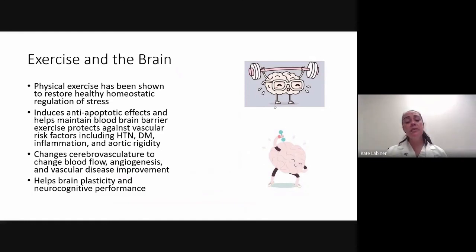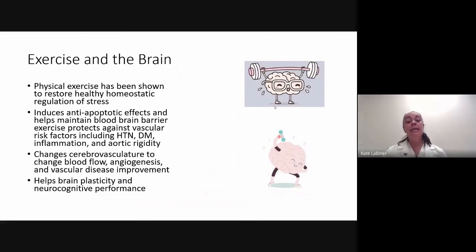It also changes your cerebrovasculature. So you get increased blood flow. You get new vessels developing if there has been any injury to vessels. You also get improvement in any vascular disease which may be underlying. So it also helps your brain be more plastic. And when we use that expression in neurology, what we're talking about is the ability of the brain to learn and change. And that helps you then improve your neurocognitive performance.